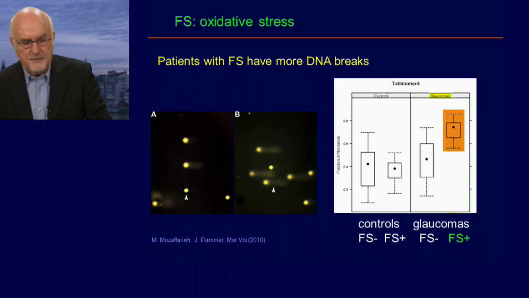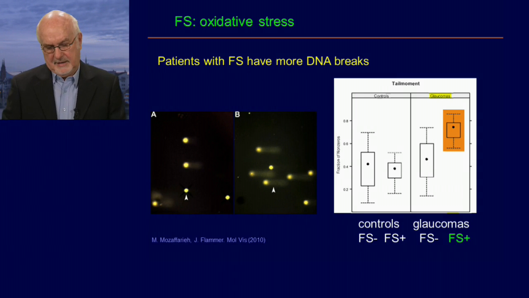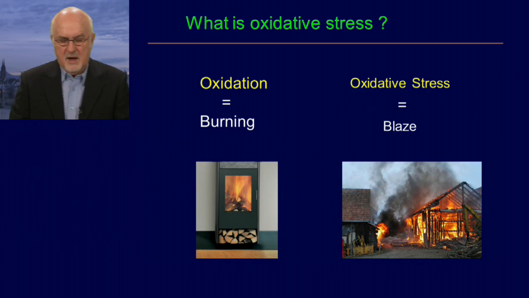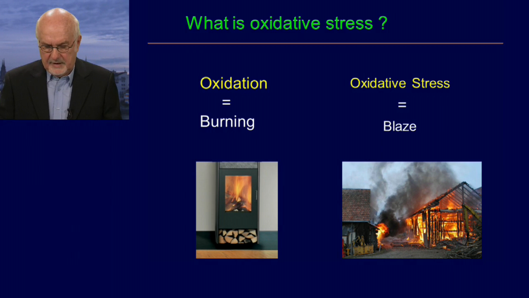They do have more often an increased oxidative stress, even systemically. This can be indirectly demonstrated by the number of DNA breaks in the circulating lymphocytes with the help of a Comet assay analysis. Now, what is oxidative stress? Oxidation means burning, and oxidative stress is a blaze, an uncontrolled burning.